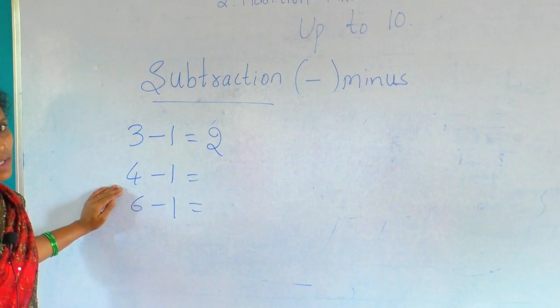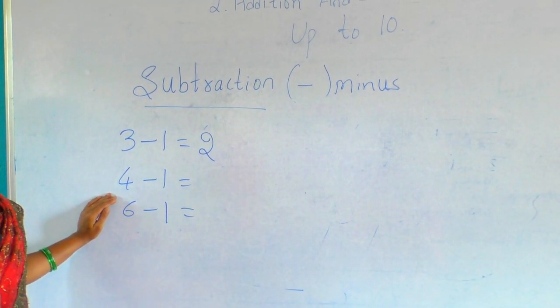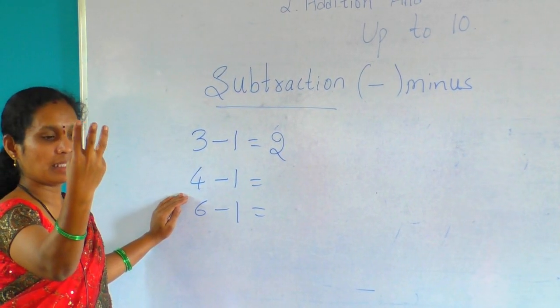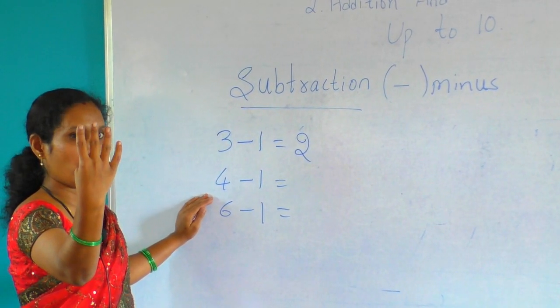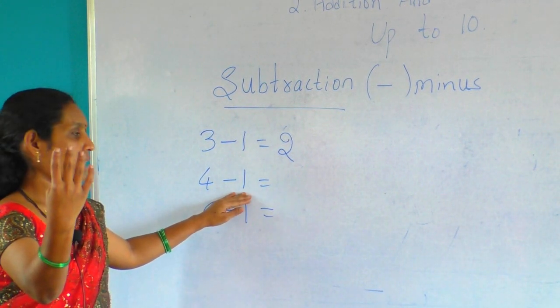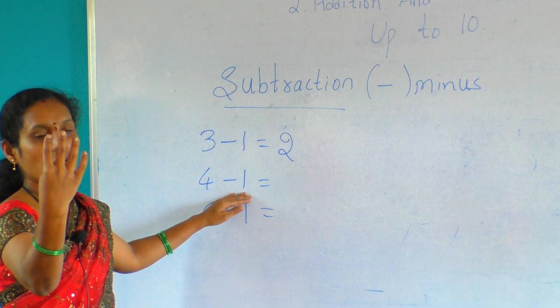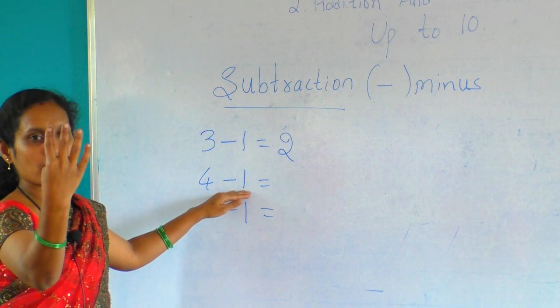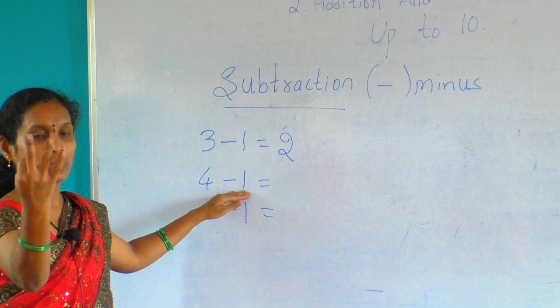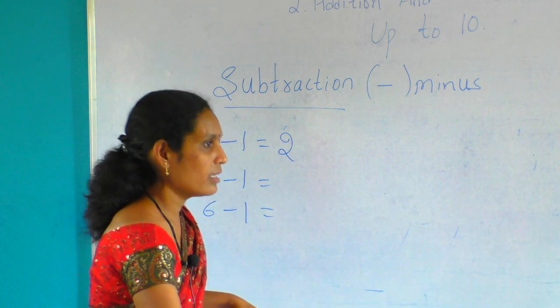Next, 4 minus 1. How are we subtracting? Open 4 fingers. 1, 2, 3, 4. 4 fingers are there. Minus 1 means we should subtract, so close one finger here. I am closing only one finger, see. Remaining how many fingers? 1, 2, 3. So the answer is 3.